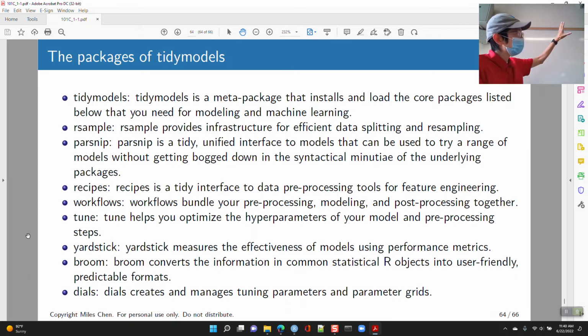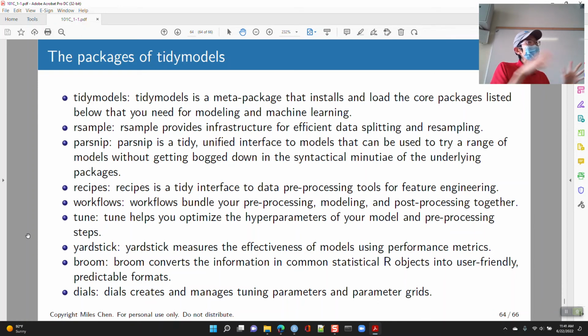So the packages that work together in tidymodels, you've got rsample. rsample is used to create splits between training data and test data. There's a package called parsnip, and this allows us to work with different packages in R, different statistical learning packages in R.